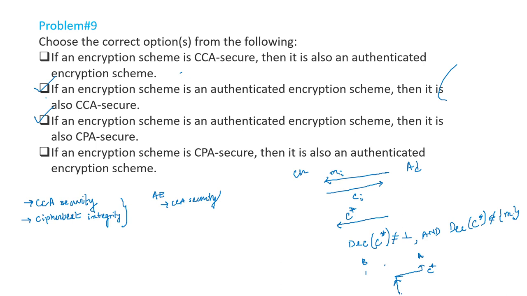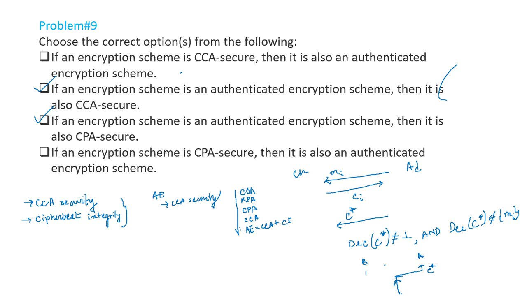Correct. Okay. So in the hierarchy you can think of this. If you remember, there was ciphertext only attack, there was known plaintext attack, there was chosen plaintext attack, there is chosen ciphertext attack, and there comes AE, authenticated encryption, which has inside it the CCA security and ciphertext integrity both.